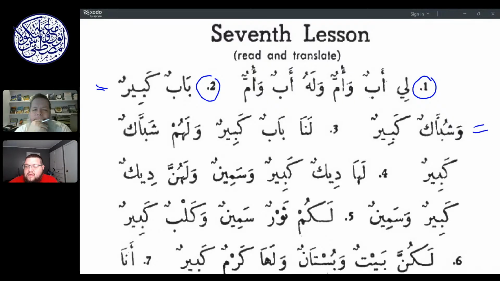Babun kabirun wa shubakun kabirun. A big door or big window, or no, big door. You said it right first. Yeah, a big door and a big window.